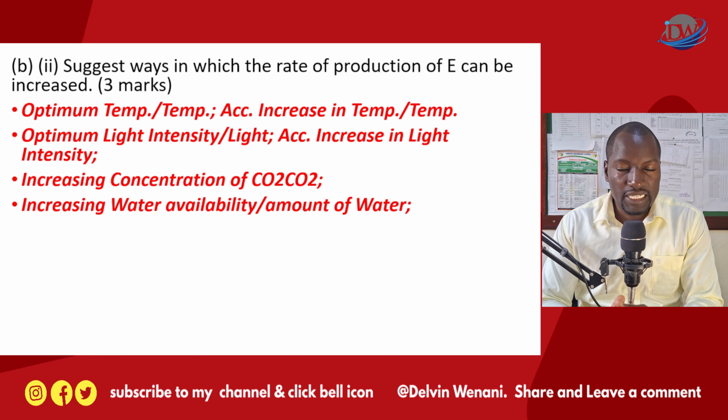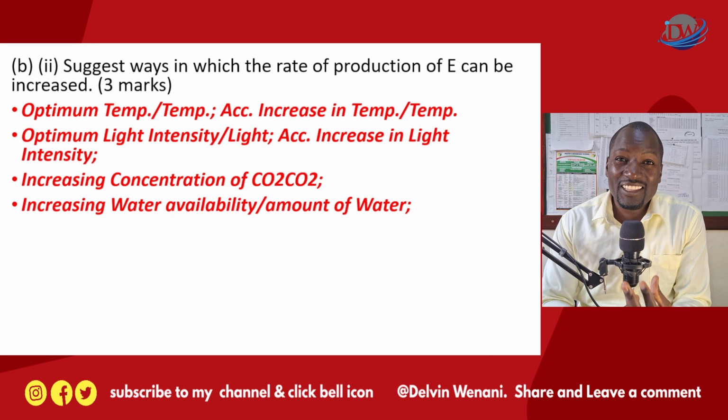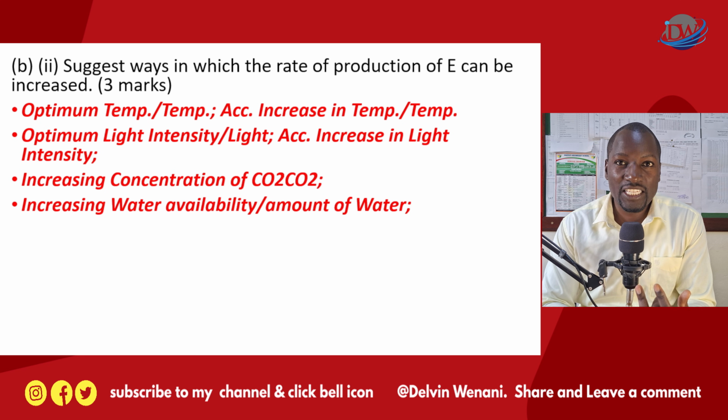Increasing water availability is another requirement. Water in the process of photosynthesis is one of the raw materials that is used in the first phase of photosynthesis. Photosynthesis takes place in 2 phases. The first phase, which we call the light-dependent stage, or sometimes photolysis.